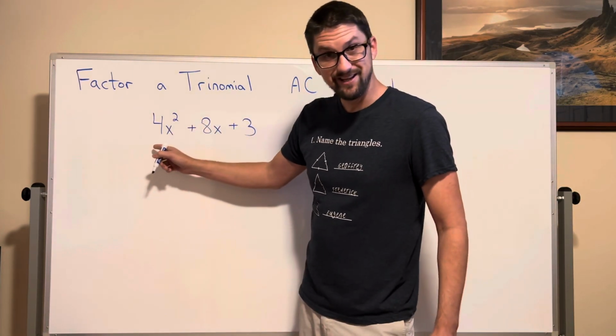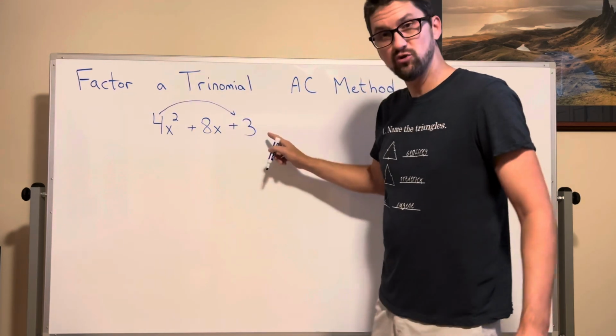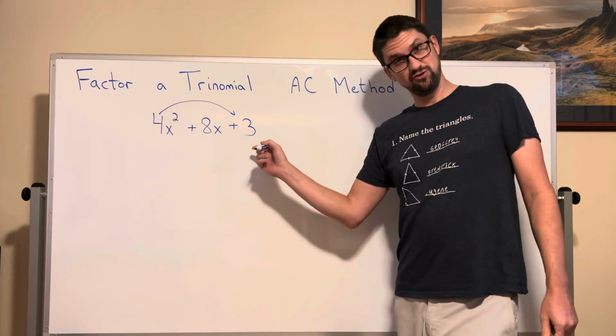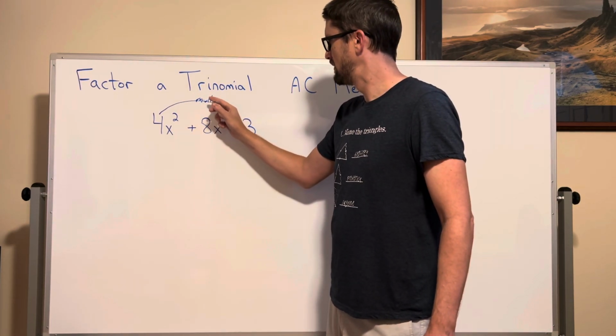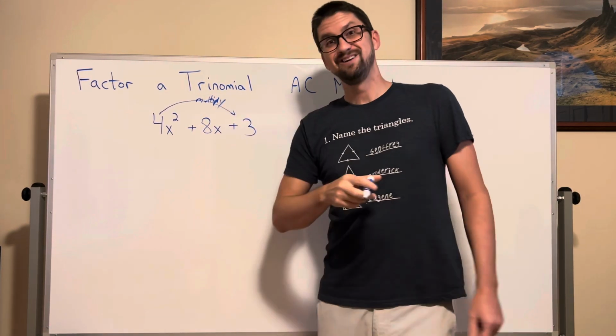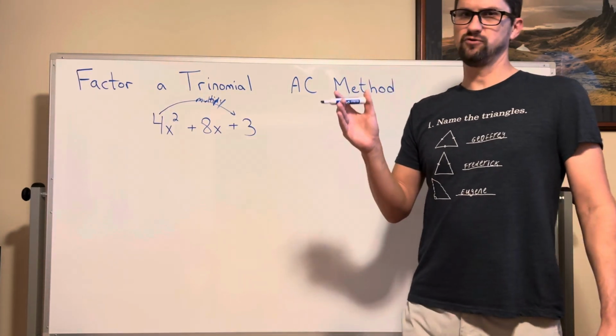You're going to take the 4 and multiply it over to this last term here. 4 times 3 is 12. All right, so now you have your 12.